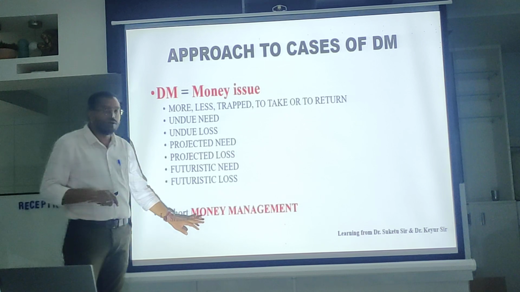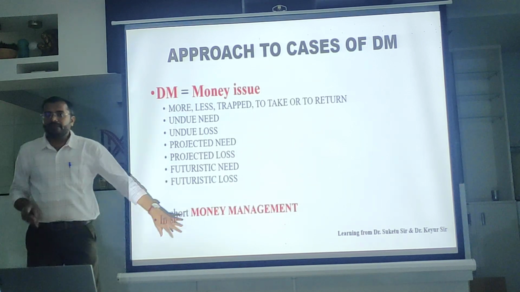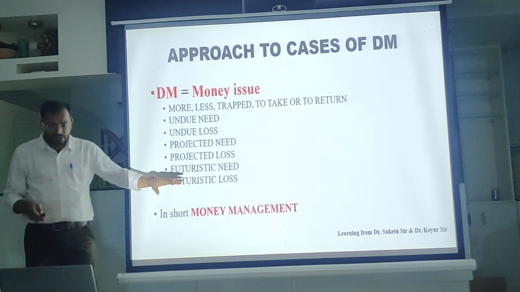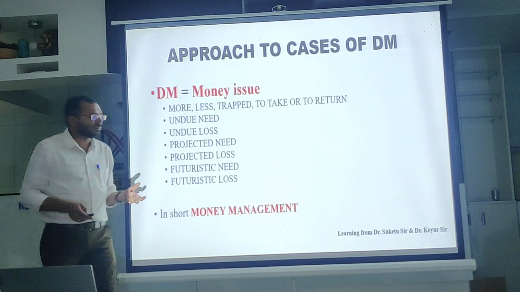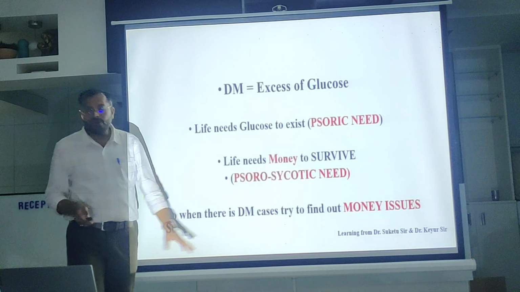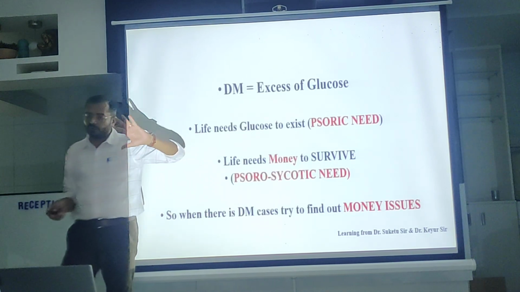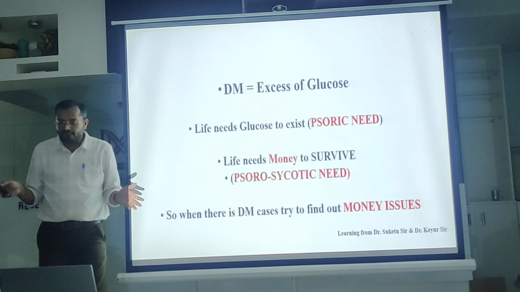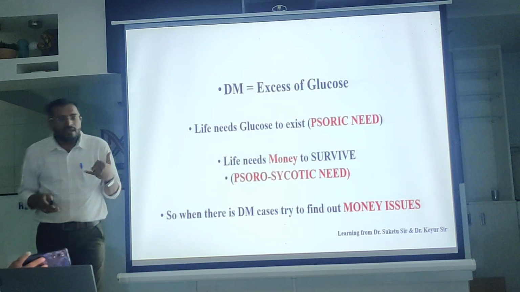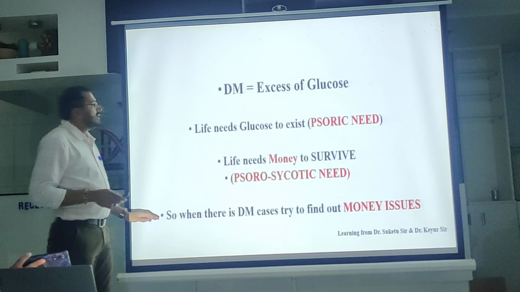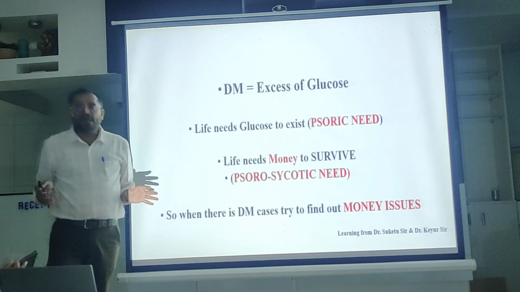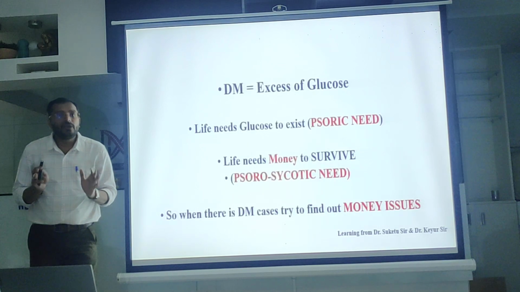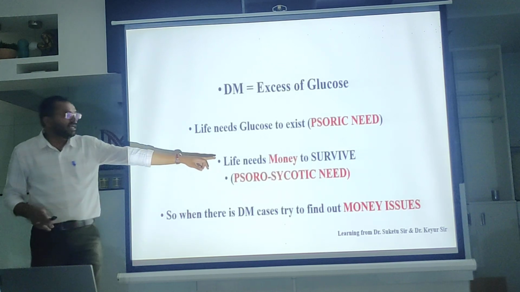Futuristic loss. So diabetes means management, but specifically here it is the money management. So money is the most important aspect of understanding in diabetes. So what is diabetes? It is excess of glucose. So life needs glucose to exist for survival. That is called caloric need. And life needs money to survive. Can anyone survive without money nowadays? No. Okay. So that money is the sugar.